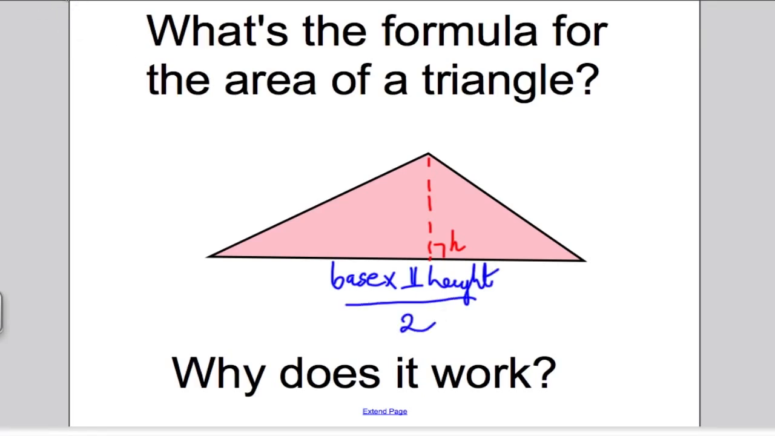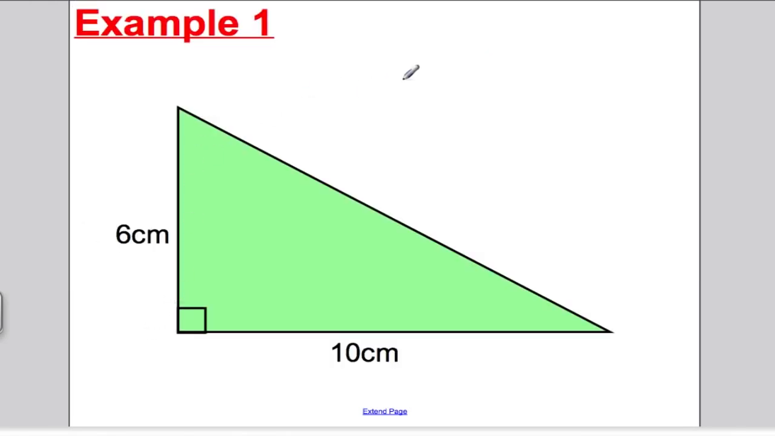Let's do a couple of examples. Here's one here. What's the area of this? Well, the area is going to simply be 6 times 10 divided by 2, and that's 30. Don't forget your unit, centimetres squared.